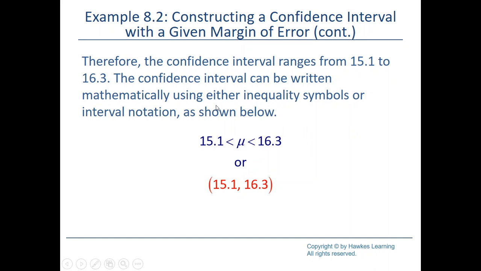Now, if I am going with inequality symbols, it's going to be 15.1 less than mu, which is less than 16.3, which means basically the population mean is contained within these. Or if we're using interval notation, which is a little bit more algebra-like, you're going to say your lower bound, comma, your upper bound, and just put parentheses around either side.